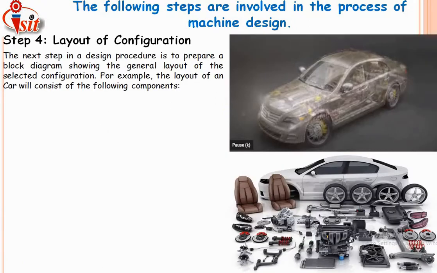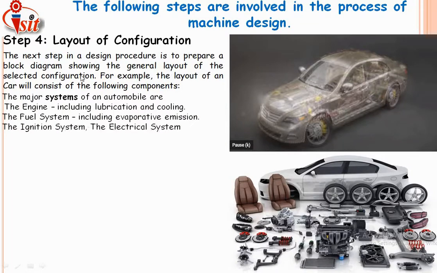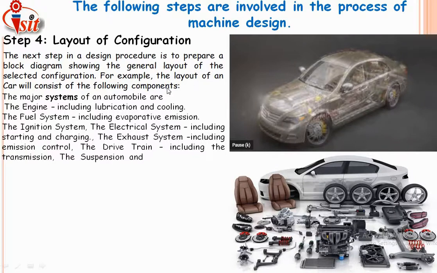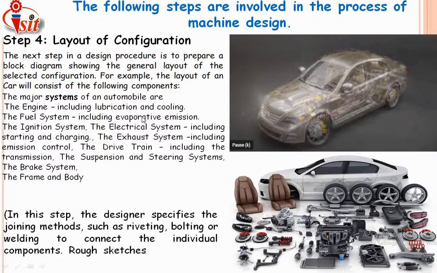Now the next part is the selection of the layout of a configuration. How should the configuration of your machine product or your machine component be? In machine configuration, the design procedure is to prepare a block diagram showing the general layout of the selected configuration. For example, the layout of a car consists of the following components. One example is taken: how you can select a particular layout when you are designing a component.